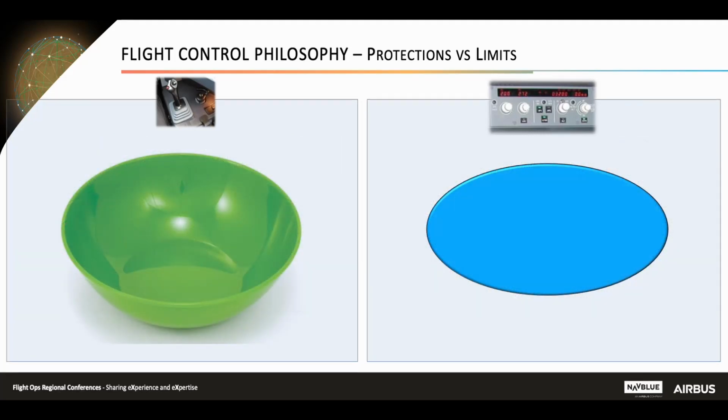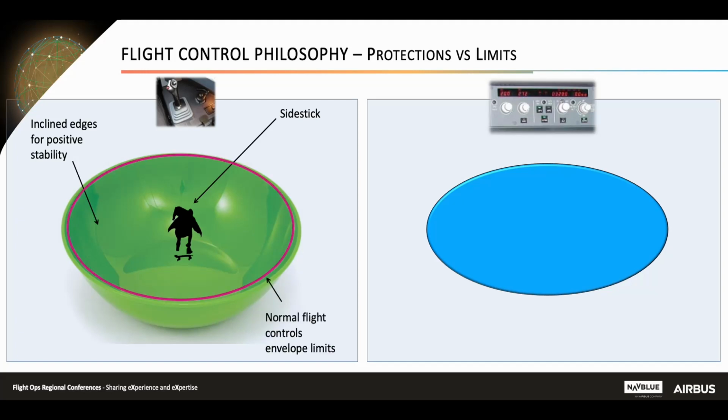Let's now have a look at a more synthetic view of the flight control envelope compared to the autopilot limit. On the left side, the skater represents the pilot flying manually through the flight controls, side stick and rudder pedals. He is evolving within the flight envelope represented by the green ball. The inclined edges of the ball are the area where the flight control protections are active to maintain the skater within the ball. The red circle represents the flight envelope limit. It means that in normal conditions, the normal law, the man will always come back to the bottom of the ball.